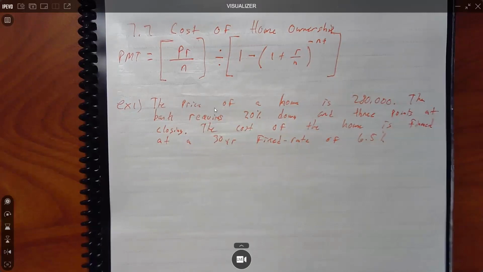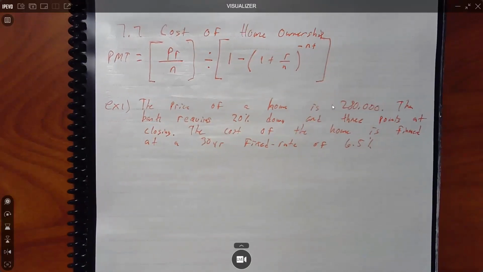Okay, so price of a home is 280,000. The bank requires 20% down and 3 points. So I have to figure out what 3 points means. The cost of the home is financed at 30 years, fixed rate of 6.5%.